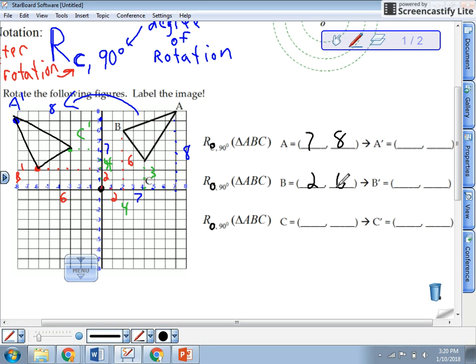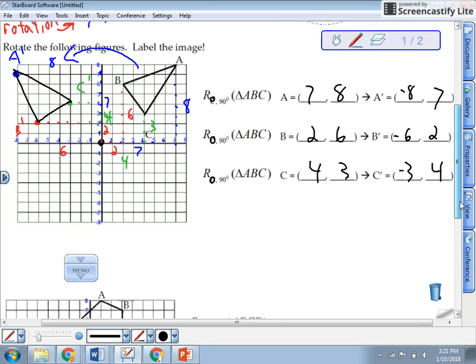So now notice my new points. A prime is negative 8, up 7. That's A prime. B prime, okay, B prime was in the red here, which is negative 6, up 2. And then C prime is going to be negative 3, 4. So that's how you rotate something 90 degrees.